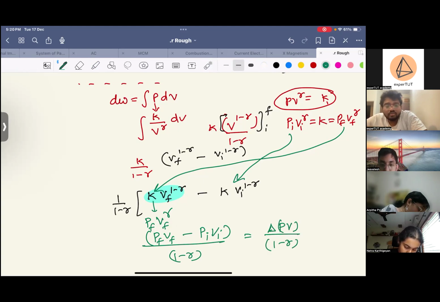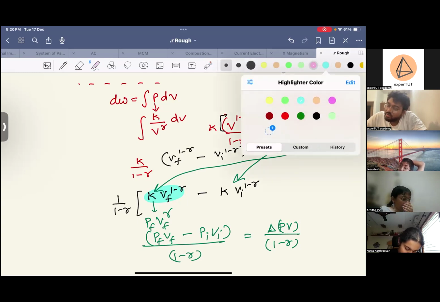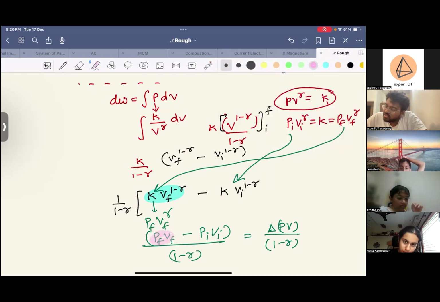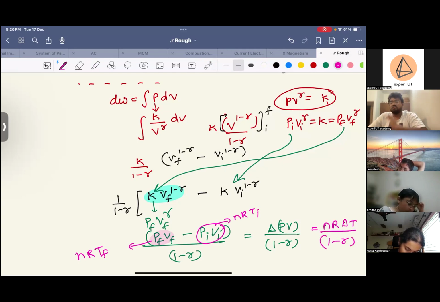Okay, delta PV by 1 minus gamma. Okay. And because this is an ideal gas, which is very important, this PfVf can be written as nRTf, and this can be written as nRTi. Therefore, this is also nR delta T by 1 minus gamma. Okay, so this is the derivation for adiabatic. Work done is nR delta T by 1 minus gamma.